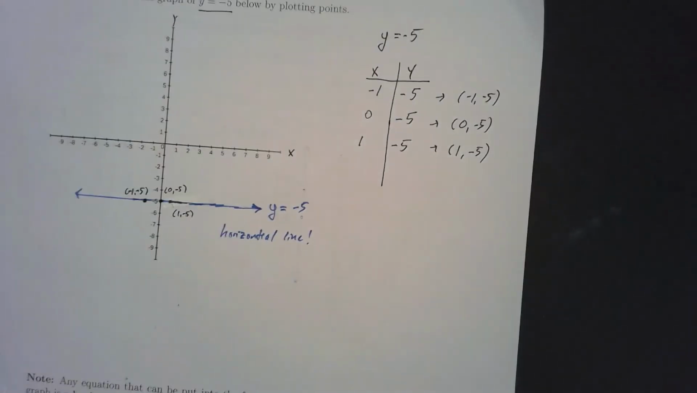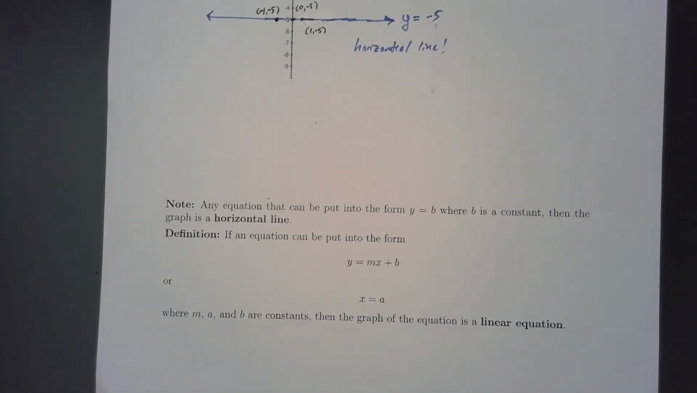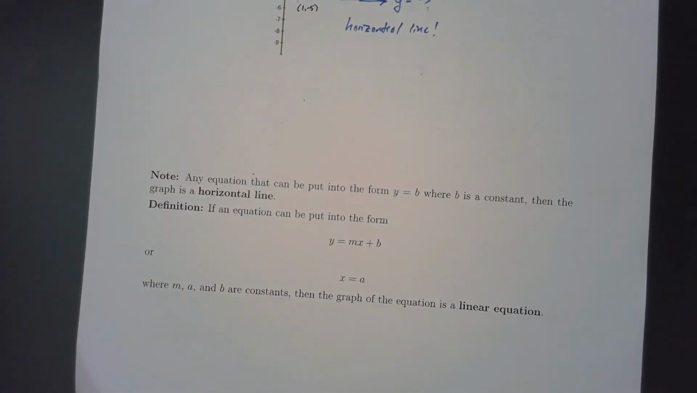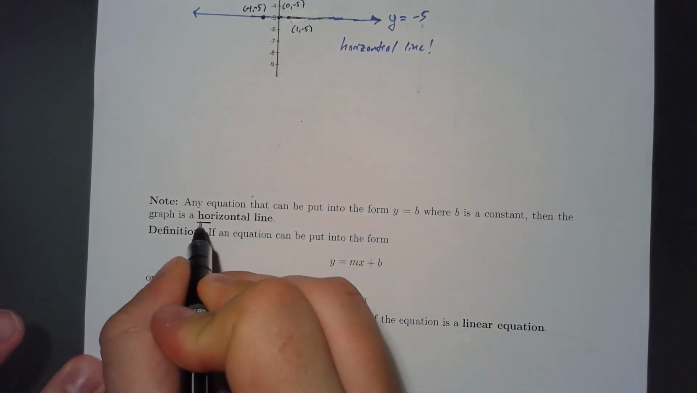To summarize this section, if y equals just a number, then it's a horizontal line.